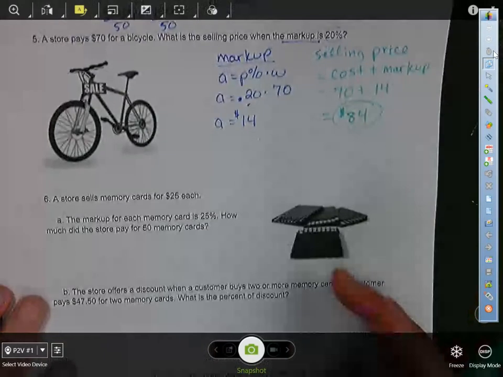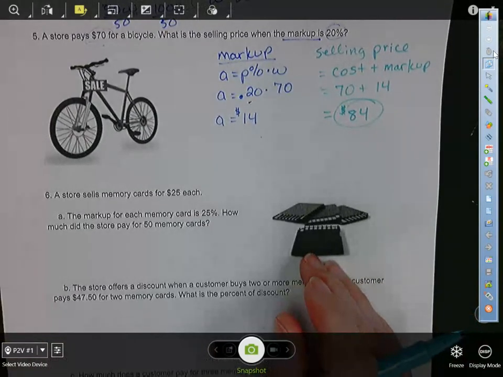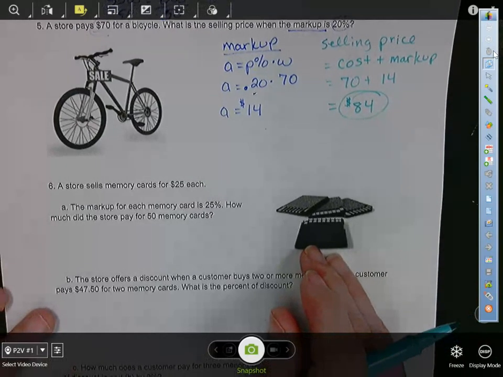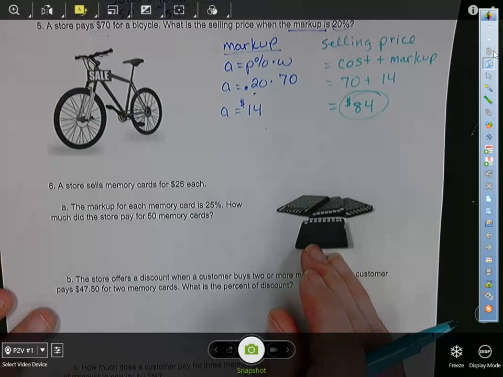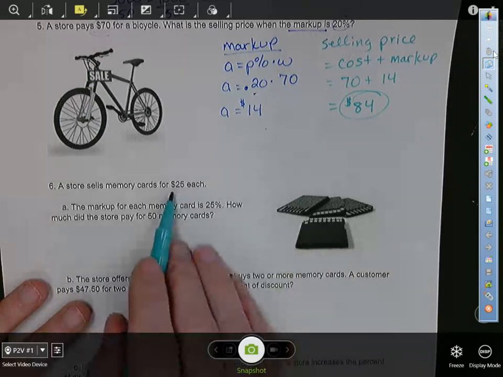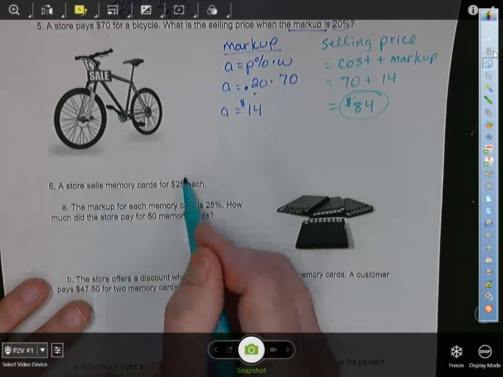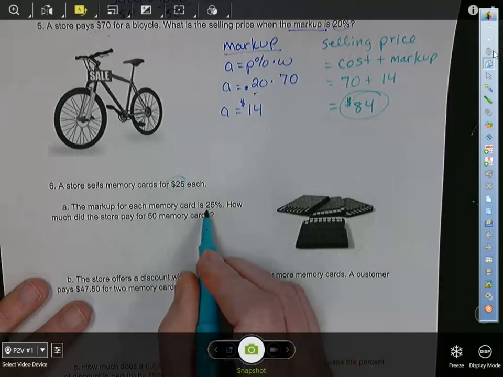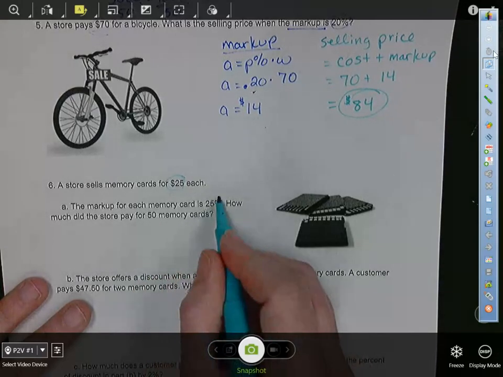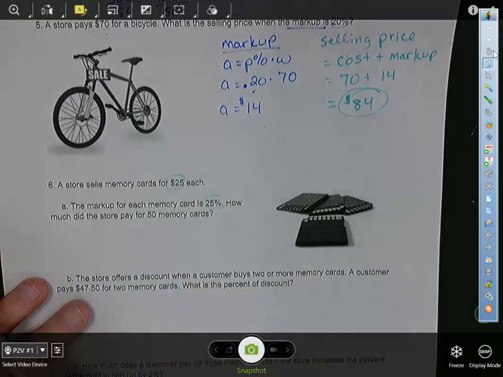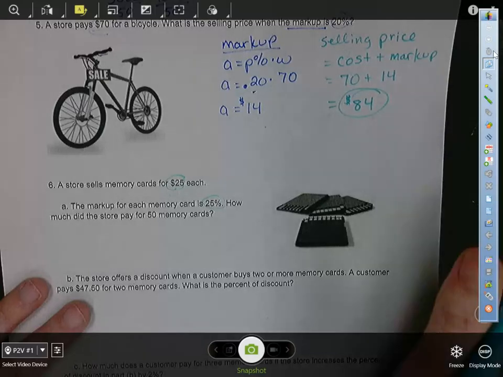All right, number 6. A store sells memory cards for $25 each. The markup for each memory card is 25%. How much did the store pay for 50 memory cards? All right, so this amount here says they're $25. So it says the markup for each memory card is 25%. So that means that 25, they got that from doing a markup of 25%.